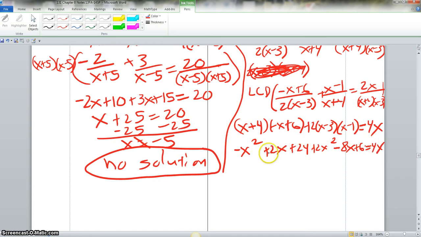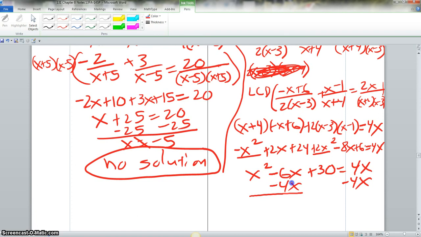Now, we combine like terms. Negative x squared and 2x squared will give us x squared. 2x minus 8x is a negative 6x. 24 plus 6 is 30, and that is equal to 4x. Now we will have to subtract 4x on both sides. So we will have x squared minus 10x plus 30 is equal to 0.